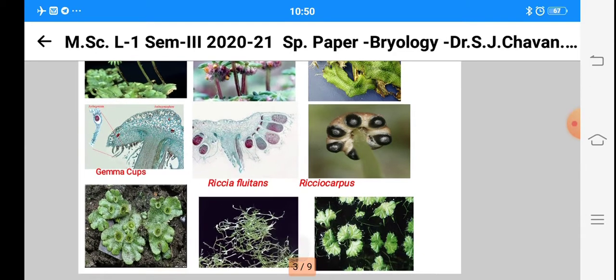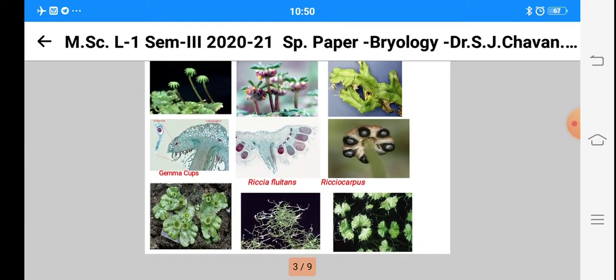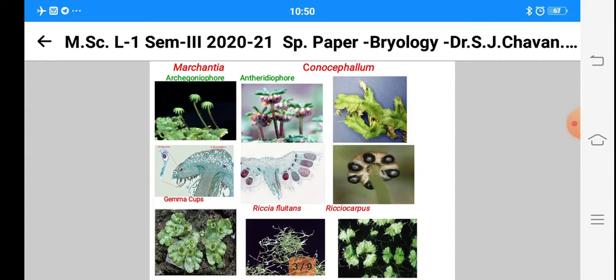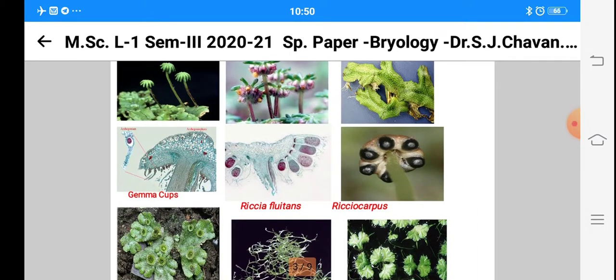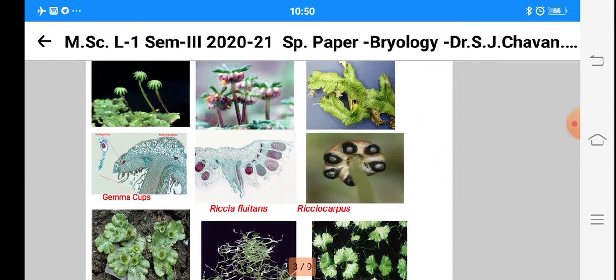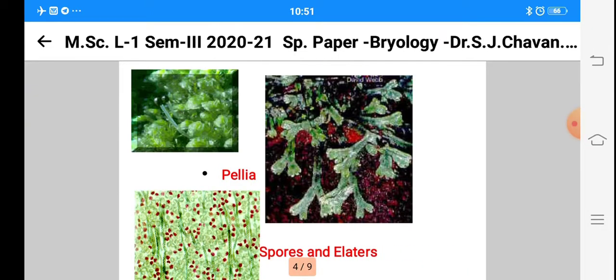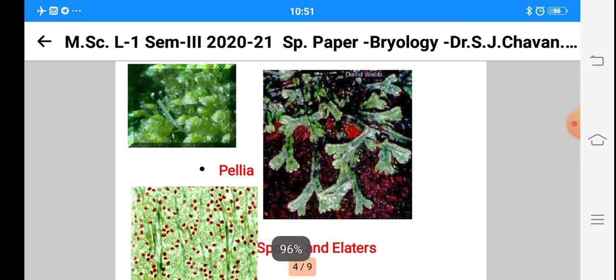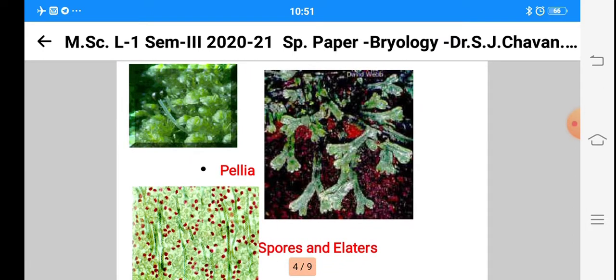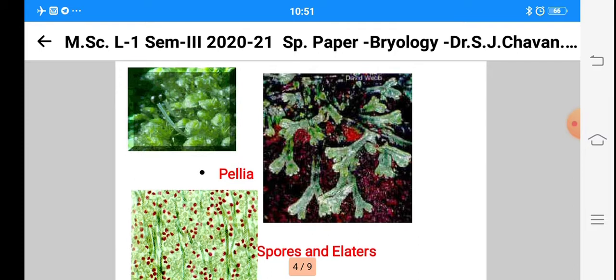I think nowadays it is impossible, because Marchantia is found at high altitude and we have to go there for the collection. You see the Corsinia, where the sporophytic or sporogonium nature is present. So these are some types. Then Pellia is one larger genus. You see the thallus, then the spores and the elaters. So in some members of Hepaticopsida, the elaters and the spores are present, and we have to remember this.